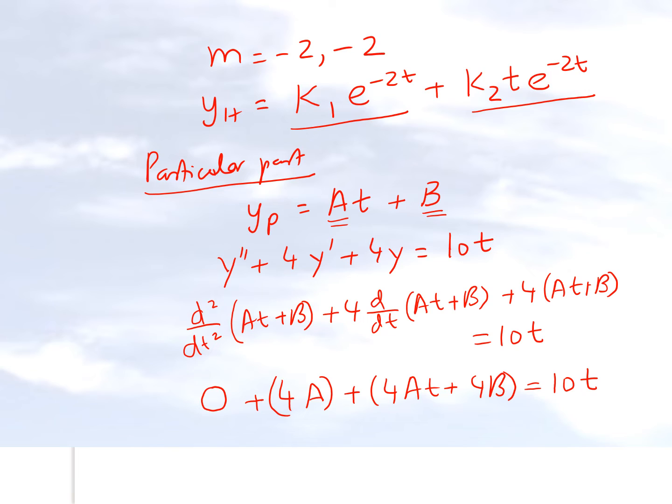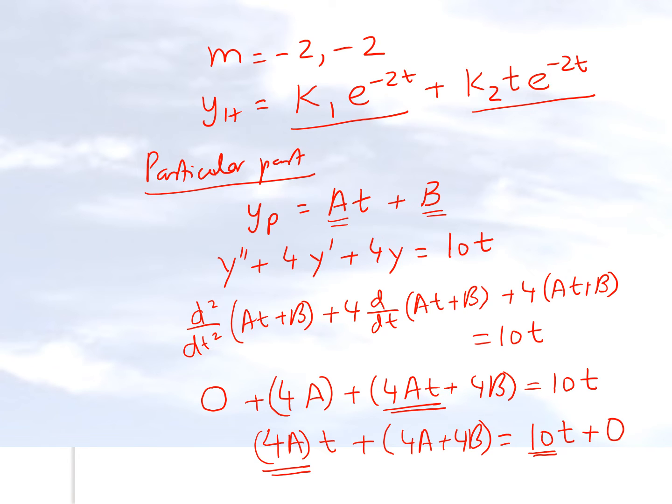What I mean by that is, let's isolate the terms of t, which is 4a times t coming from here, and the constant terms, 4a plus 4b. On the right side we have 10 times t, so this 10 will be equal to 4a because the terms have to match. And then let's put a 0 here so that this will be equal to this.